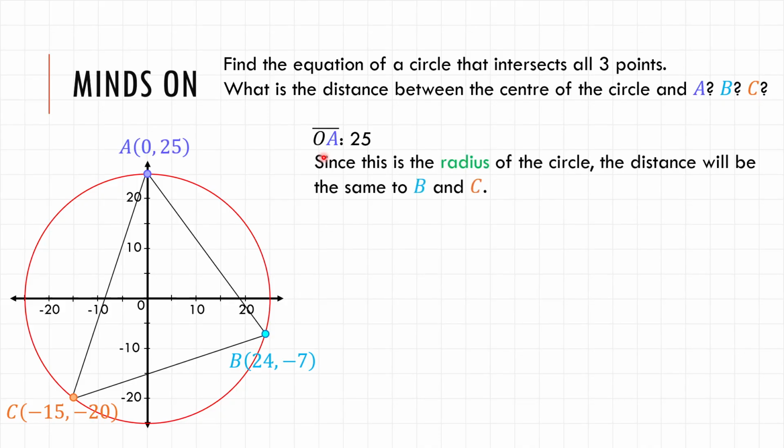Now this is the radius of the circle, so I actually don't need to calculate the distance here using the formula for the length of a line segment. Instead, I can just say, okay, if that's the radius, well, that's going to be the distance from the center of the circle to all points on the edge of the circle, including these 3.